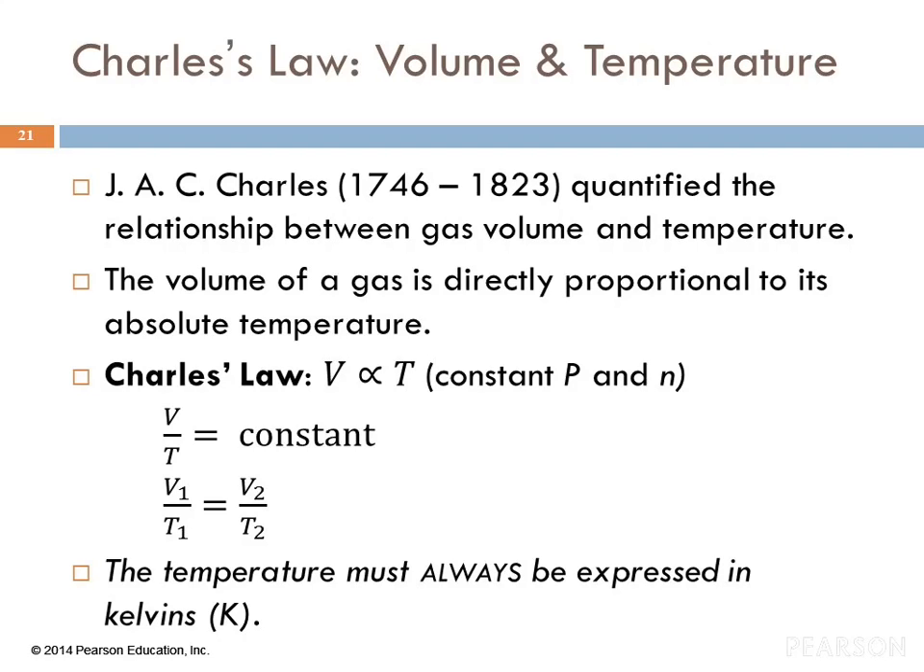Charles' law. Charles' law relates volume and temperature. And so this was later, 1746 to 1823 is when J.A.C. Charles lived. And he looked at the relationship between gas volume and temperature. And he found that the volume of a gas is directly proportional to its absolute temperature. This is why we need the temperature scale of Kelvin. So Charles' law says that the volume is directly proportional to the temperature. That means if the temperature goes up, the volume goes up. And this is assuming that the pressure and the amount of gas is constant.